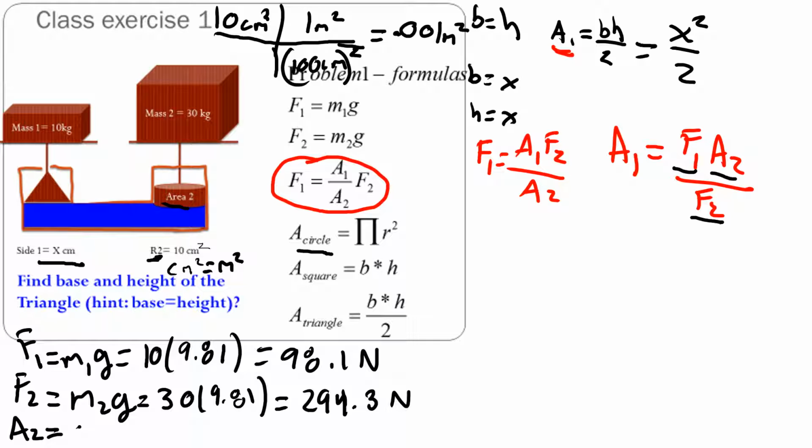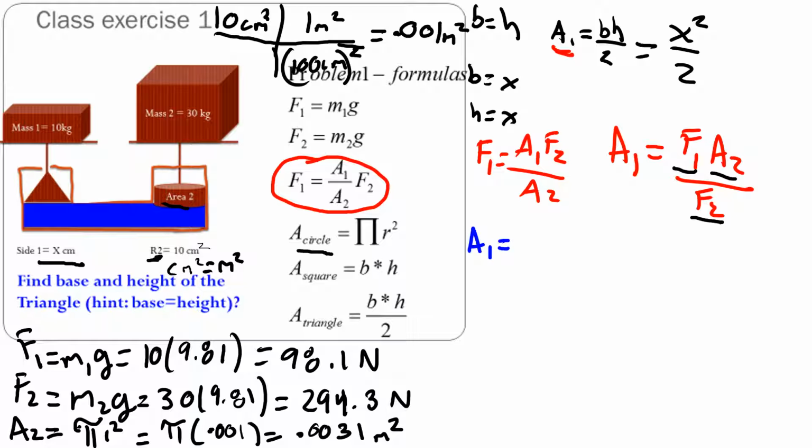Okay, so we have that A2 is equal to pi times r squared. We know pi times radius squared, which is 0.001 meters squared. And that gives us 0.0031 meters squared. So now we can plug in our values to find A1.